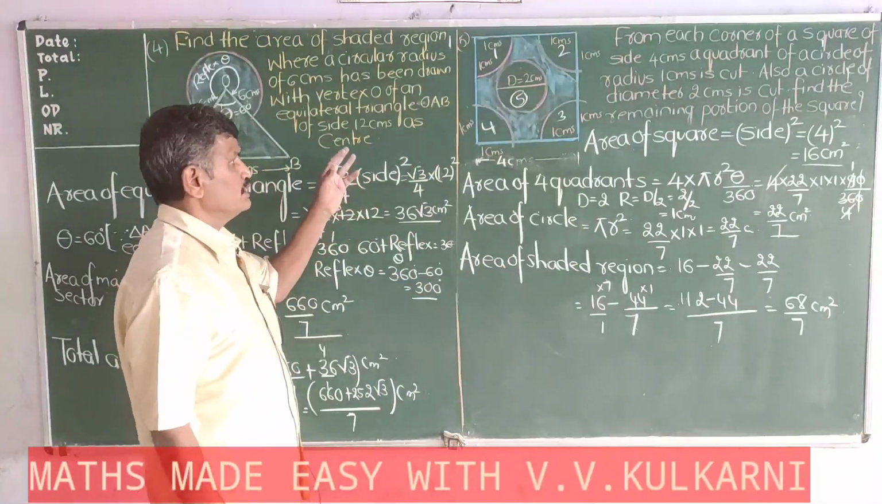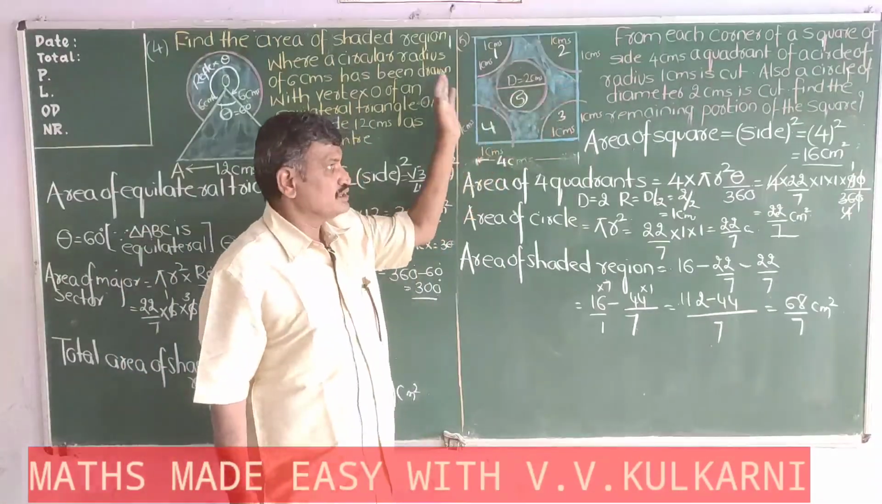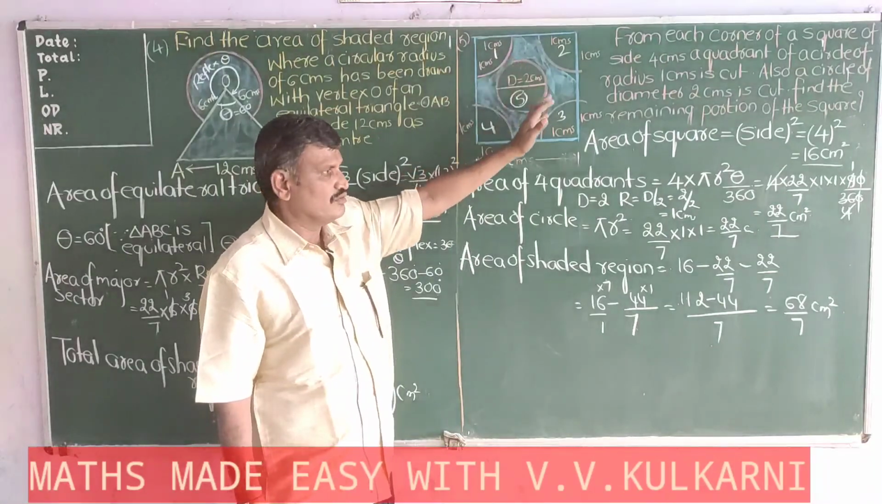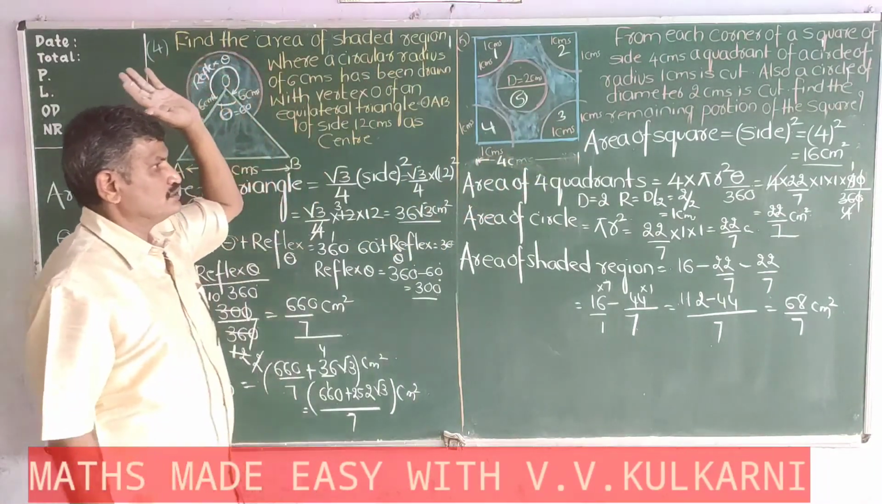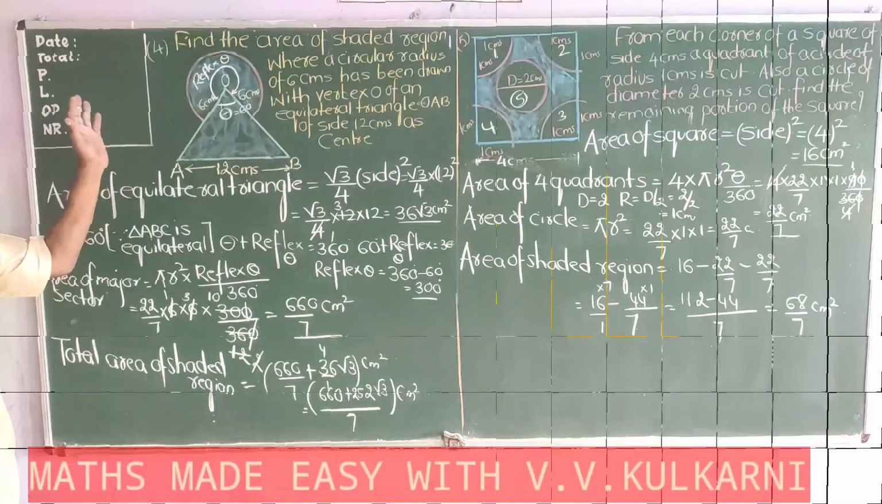So what I have done is area of the square minus area of the 4 quadrants and the circle, and that will give you the final result of this problem. So I hope you understood it.